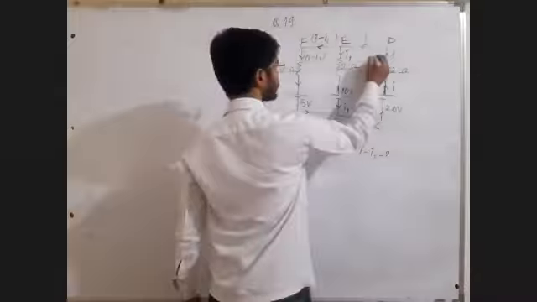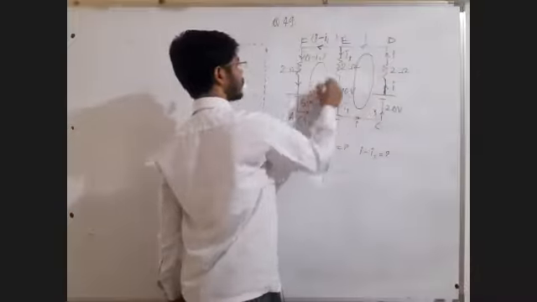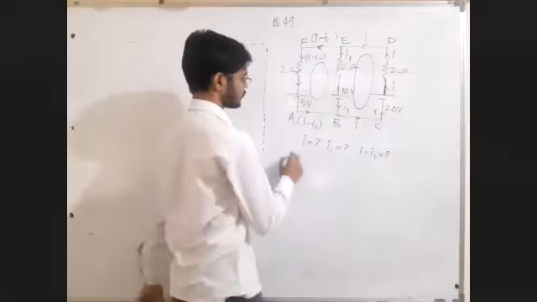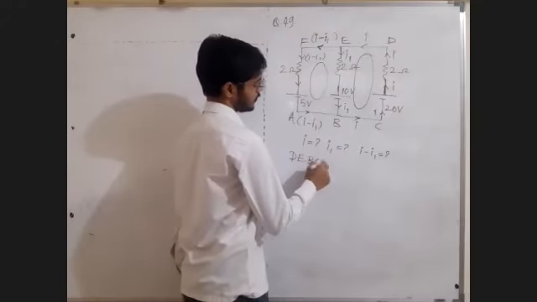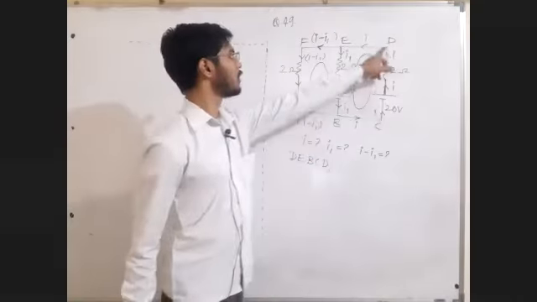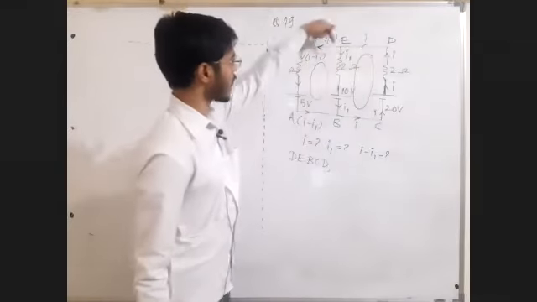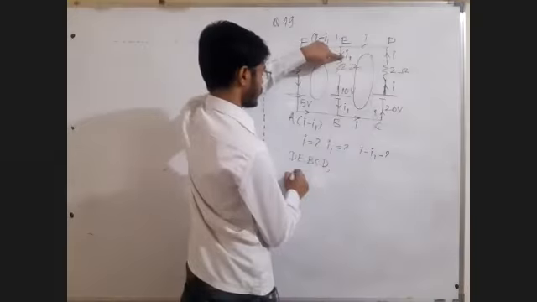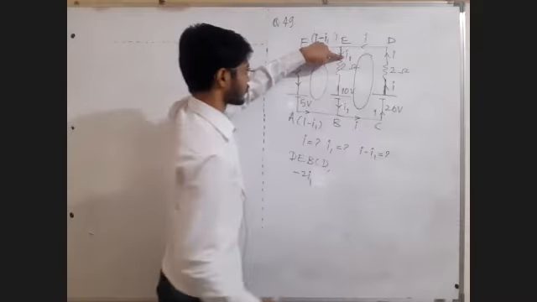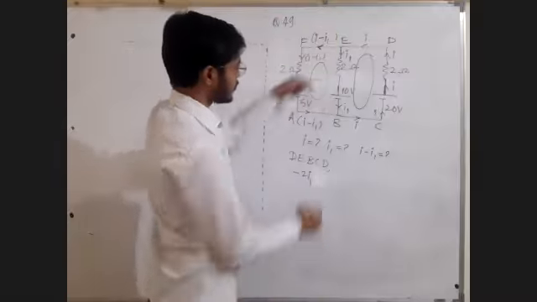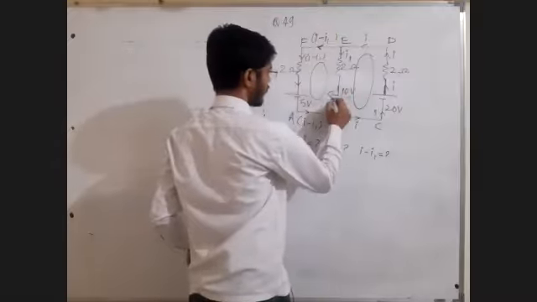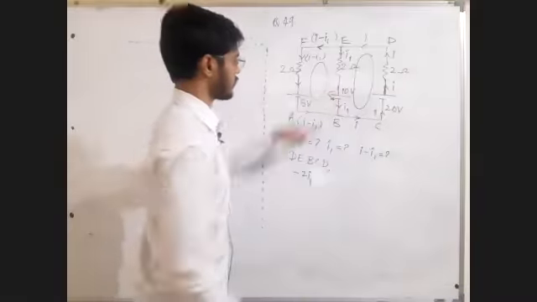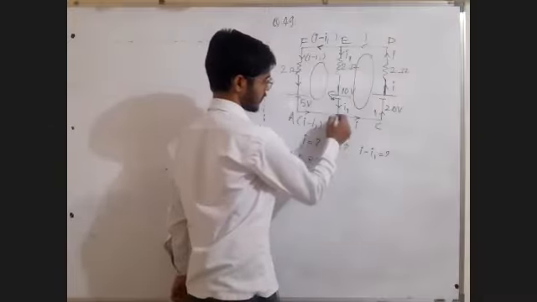Let's take this loop and let's take this loop. Two loops. D, E, B, C, D. D to E, there is nothing. E to B, I am moving from E to B, and the current is also E to B. In the direction of current, voltage is negative, so minus 2 I1. Moving from E to B means positive to negative terminal of the battery, so EMF is negative, so minus 10. I came to point B.